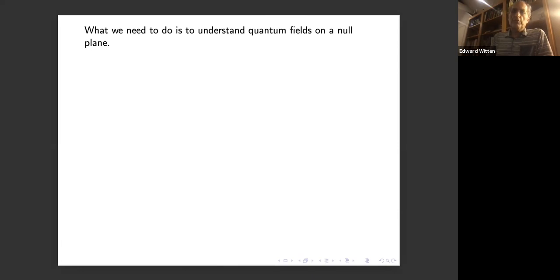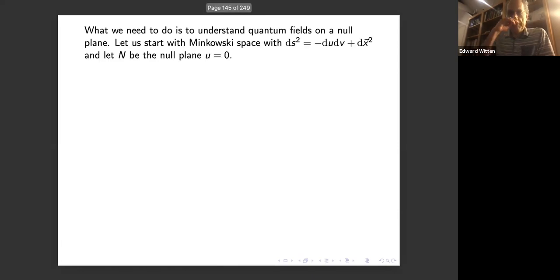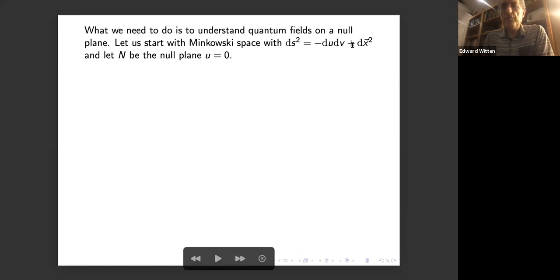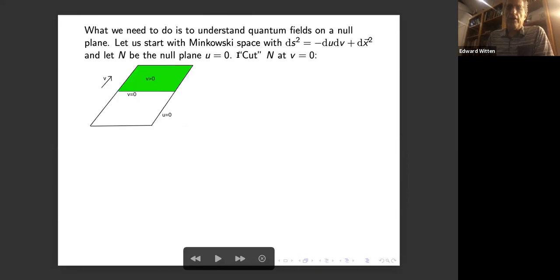Well, to proceed, we need to understand something about quantum fields on a null plane. So we'll start with Minkowski space, and I'll pick light cone coordinates. I'll write the Minkowski metric as minus du dv plus dx squared, where the x's are transverse coordinates. And I let n be the null plane where u is 0. And then I cut n at v equals 0.